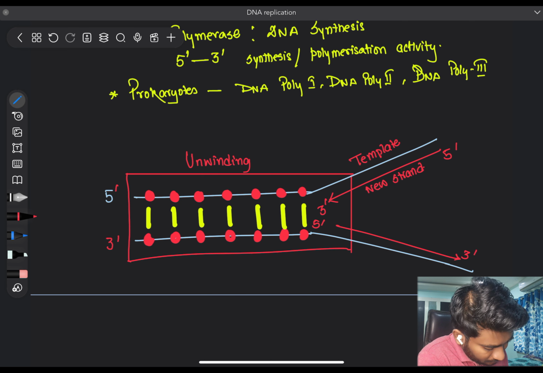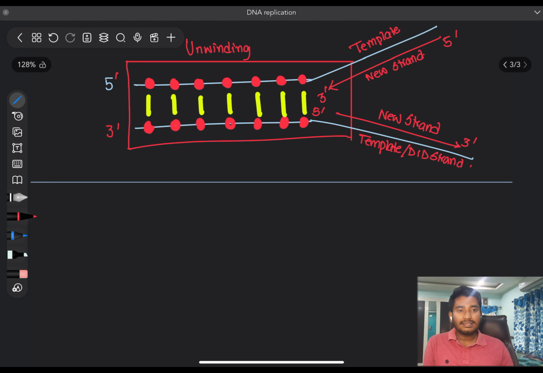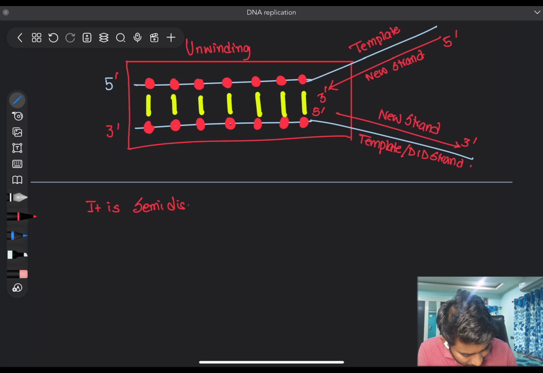5 prime to 3 prime, this strand is also a new strand, and the other is the template strand. Okay, now DNA replication is semi discontinuous. So we find the break of the continuity of the chain, so it's called semi discontinuous.